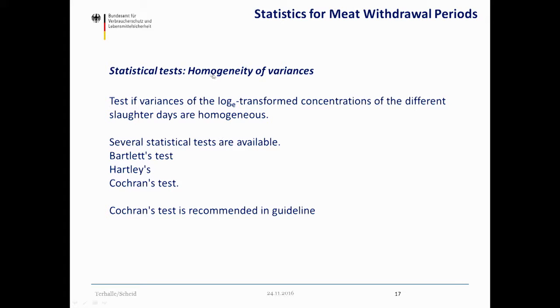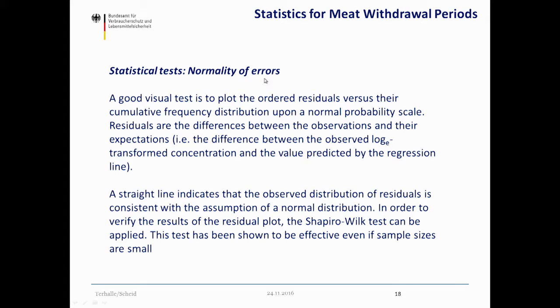The next test would be the homogeneity of variances. We have different tests at hand. This is all described in the guideline. We would also use the log transformed data, and recommended in the guideline is the Cochran test. And you would check if the distribution of the residues at each slaughter day is normally distributed. A good test for this is the visual inspection of a plot of the ordered residuals versus their cumulative frequency distribution on a normal probability scale.